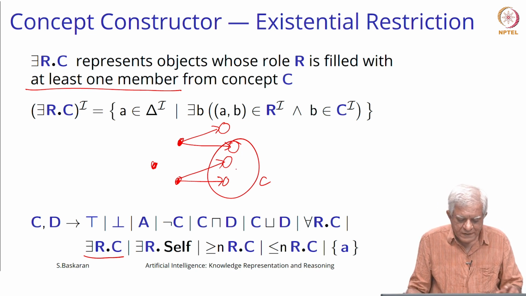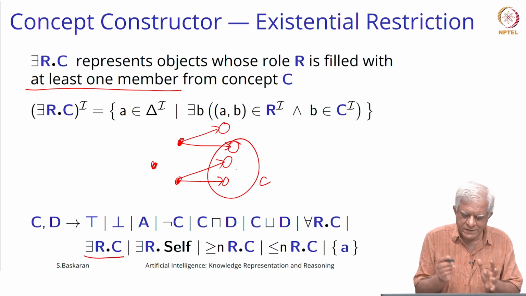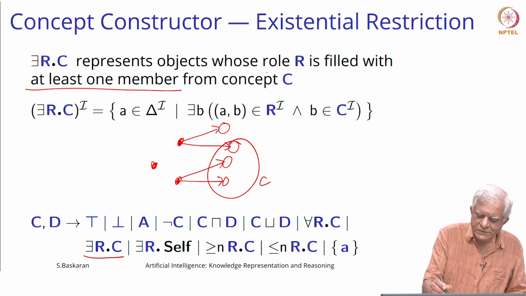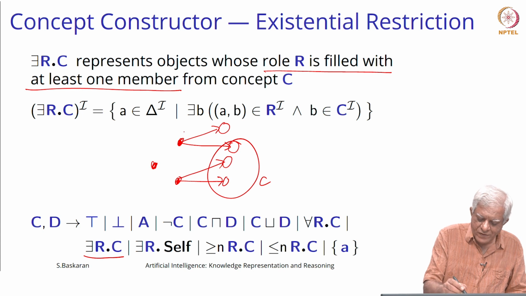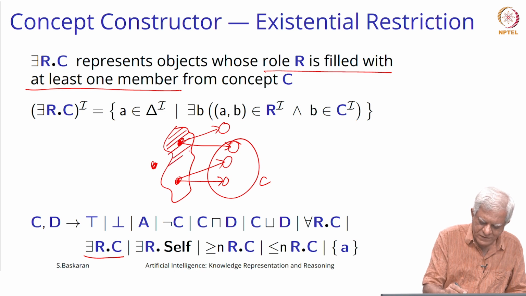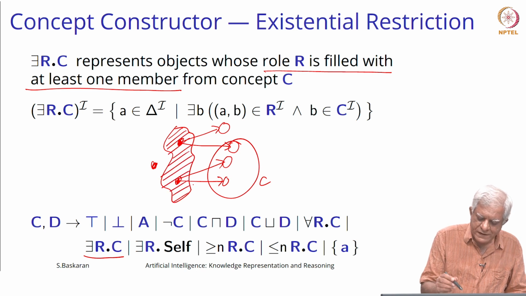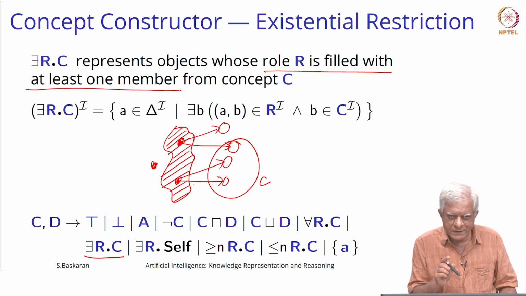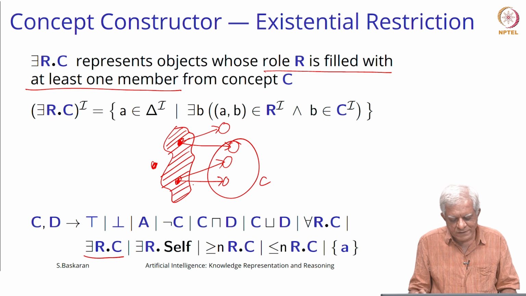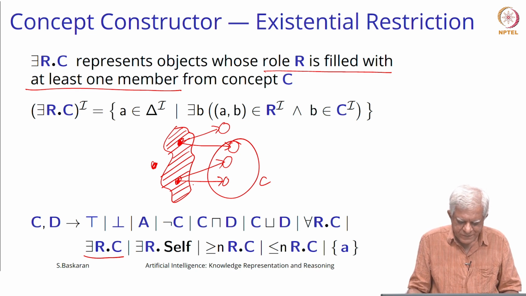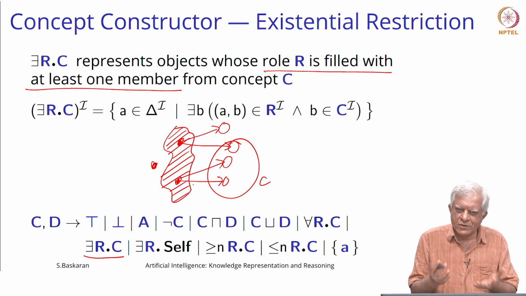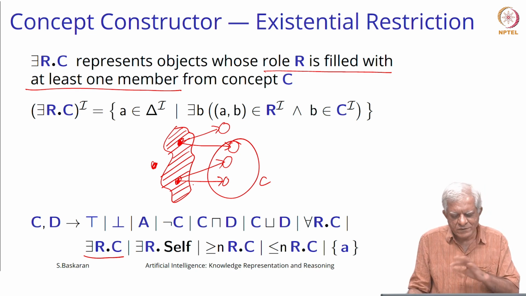Now, we are trying to define another concept, that whose role is filled with at least one member from the concept C. So, as you can see, of the three individuals that we were talking about, only these two will fall in the concept that we are defining now. Not only do they have to have a role filler from C, they have to have a role filler to start with essentially. So, there must be at least one person they are related to by this role filler. So, for example, people who have a daughter, there must be at least one child who is a daughter.